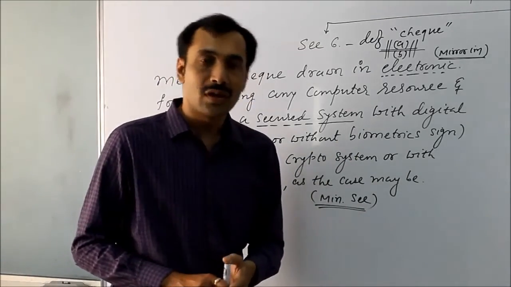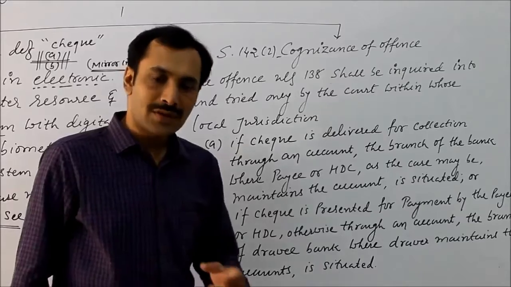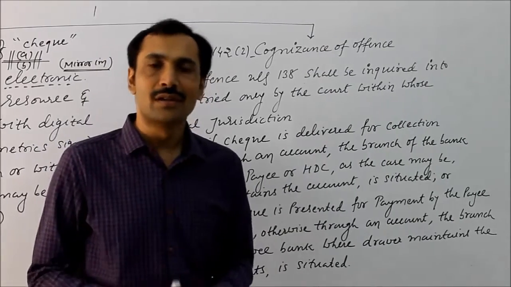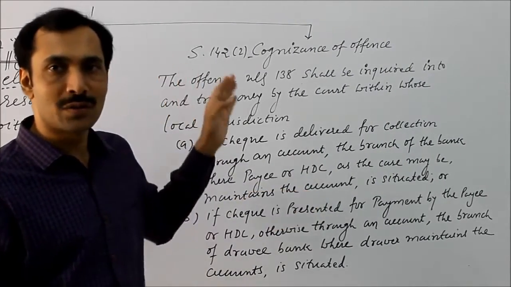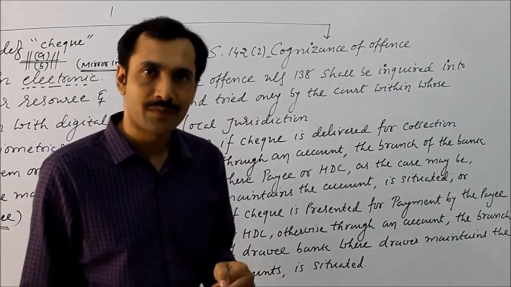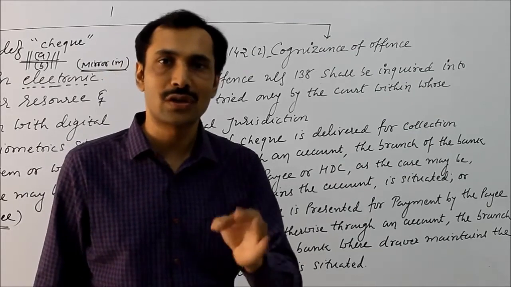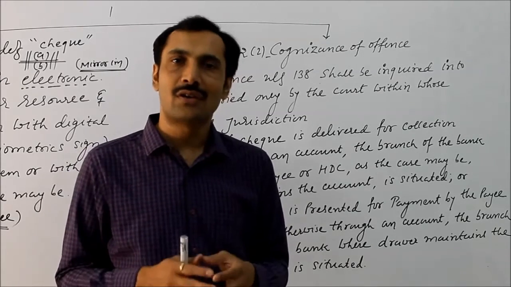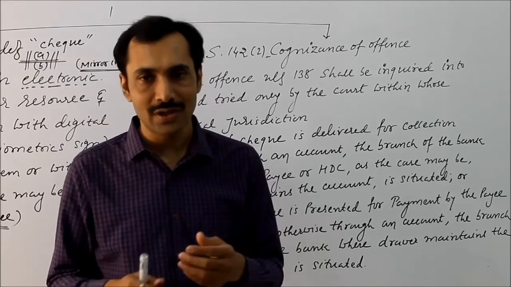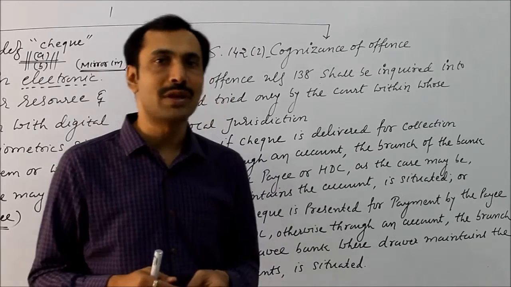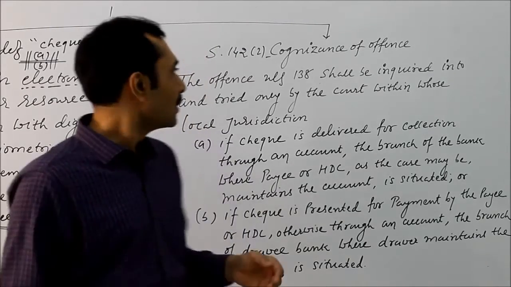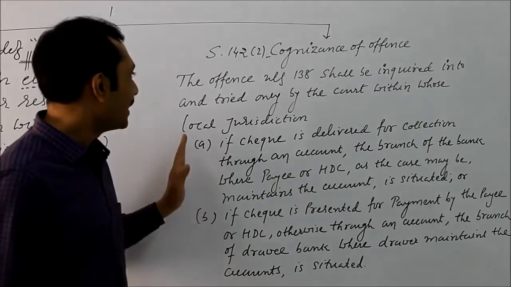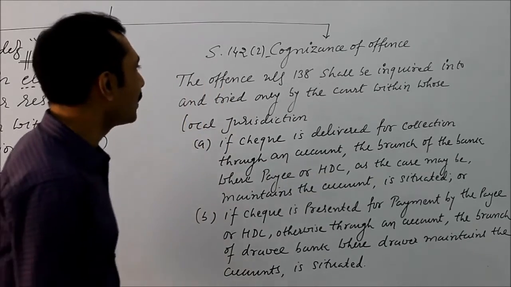Now another amendment, section 142. Section 142 clause 2, cognizance of offence, is another section where the amendment has been effected by the Negotiable Instrument Amendment Act 2015. Section 142 is related to the cognizance of an offence. I hope you understand the meaning of the word cognizance. It means the court cannot take up the matter without a complaint being made by someone in writing. Section 142 clause 2, where the amendment has been carried out, now reads: the offence under section 138.